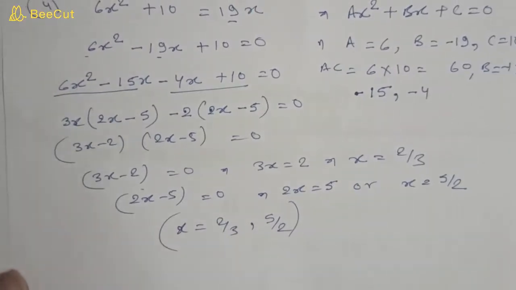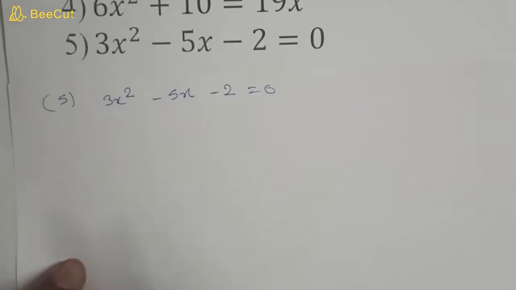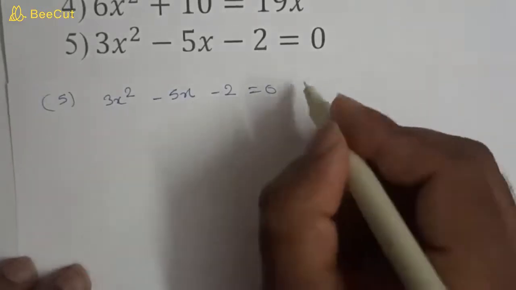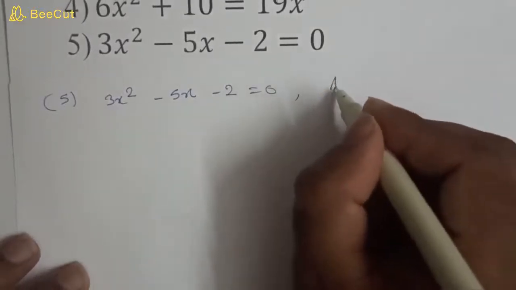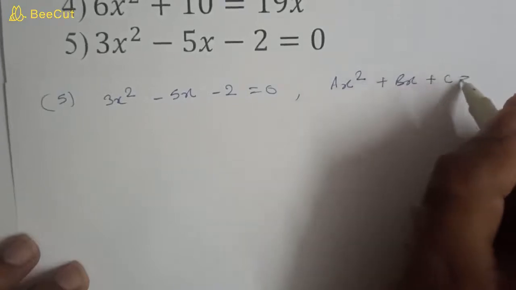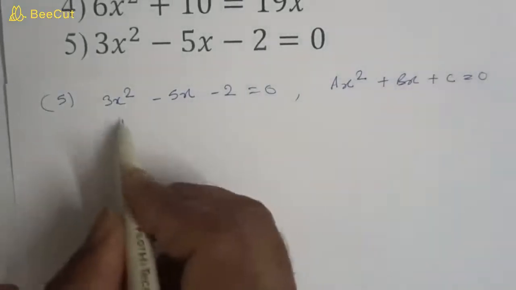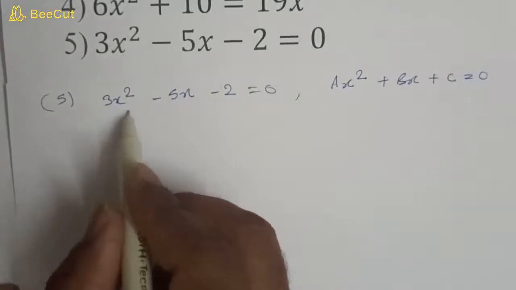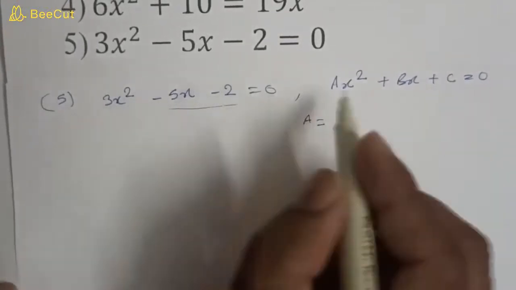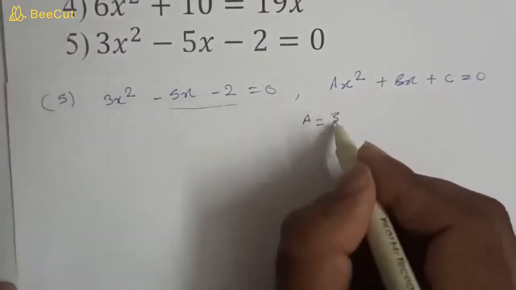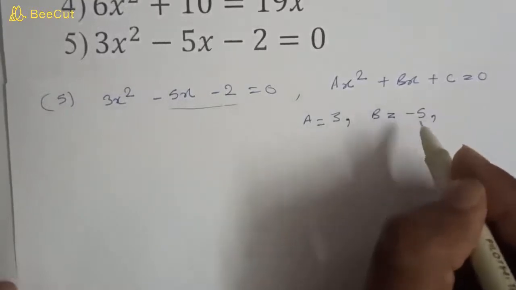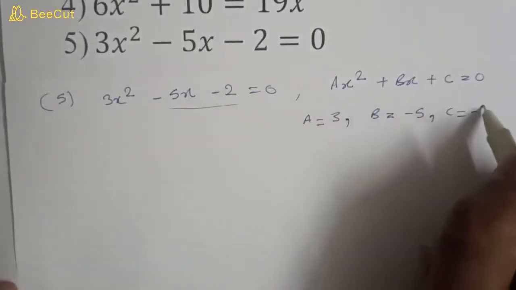Let's see the last question. So the last question is 3x square minus 5x minus 2 is equal to 0. So let's write the standard form of the quadratic equation, which is ax square plus bx plus c is equal to 0. So we can compare these two. We can see that this is already written in standard form. So we can compare here: a is equal to the coefficient of x square, which is 3 here. b is equal to the coefficient of x, which is minus 5, and c is the constant, which is minus 2.